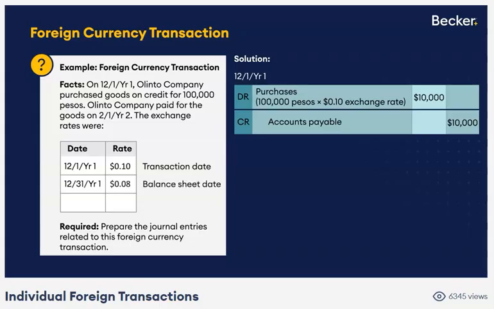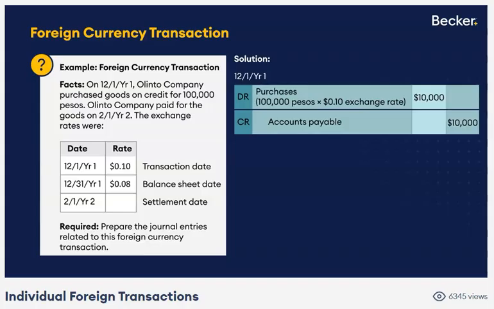So the spot rate on December 31st, well, now the peso is only buying 8 cents US. Is that good news or bad news? Well, the peso's buying less US dollars. The peso's down in value. Well, that means our liability is down in value. That's going to be a gain. We'll see that in a second. It's an unrealized gain, but it goes on the income statement nonetheless.